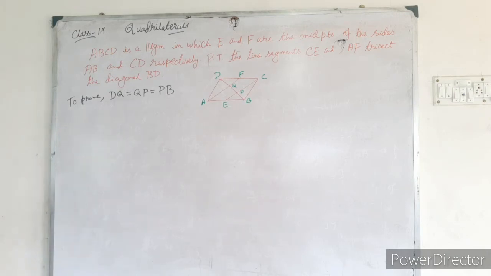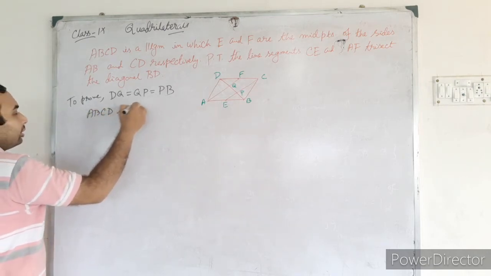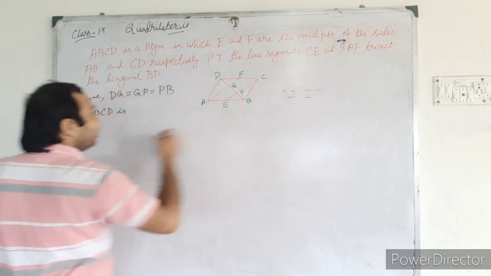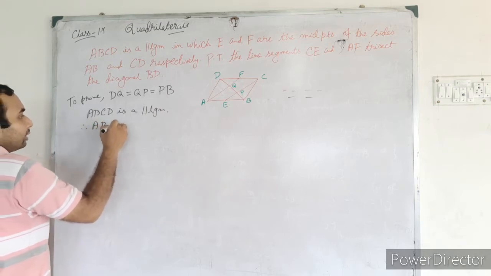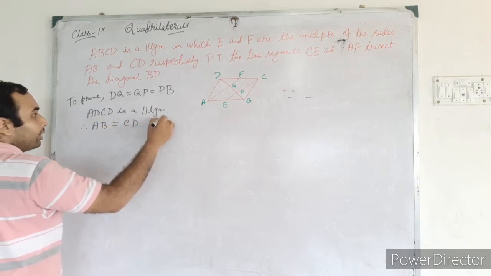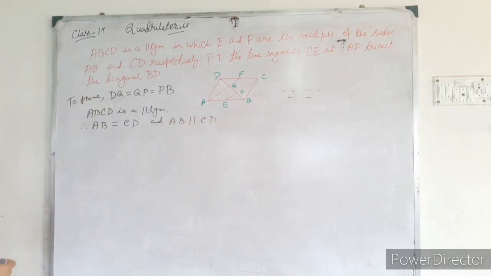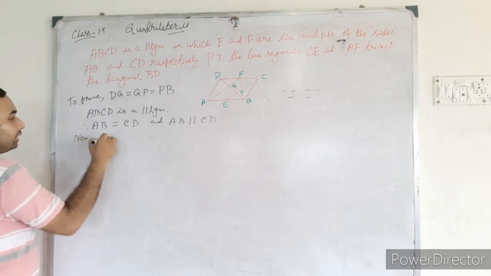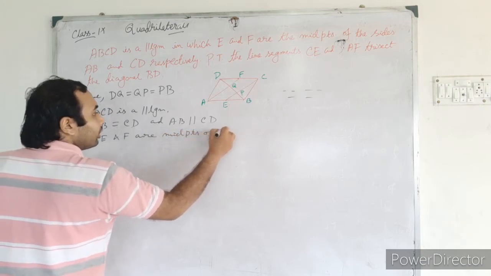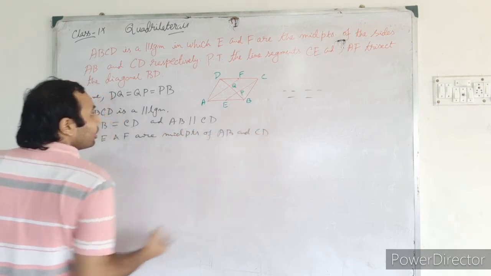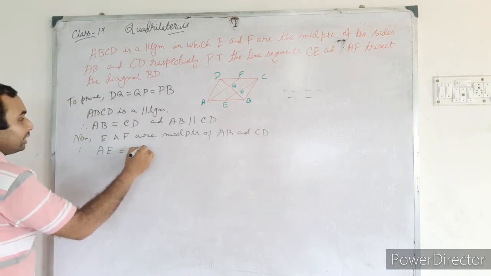Okay. So first of all, ABCD is a parallelogram. You will write the description here, I am not writing. So ABCD is a parallelogram, so AB is equal to CD and AB is parallel to CD. This is the property of the parallelogram. Now it is given E and F are midpoints of AB and CD. So from here we can say AE is equal to CF.